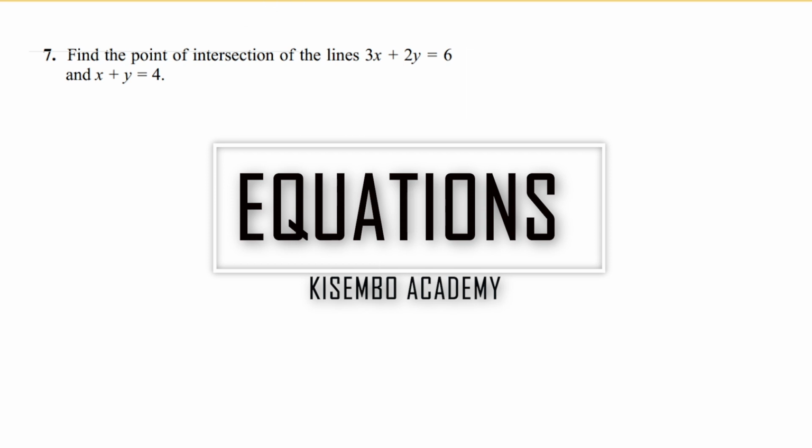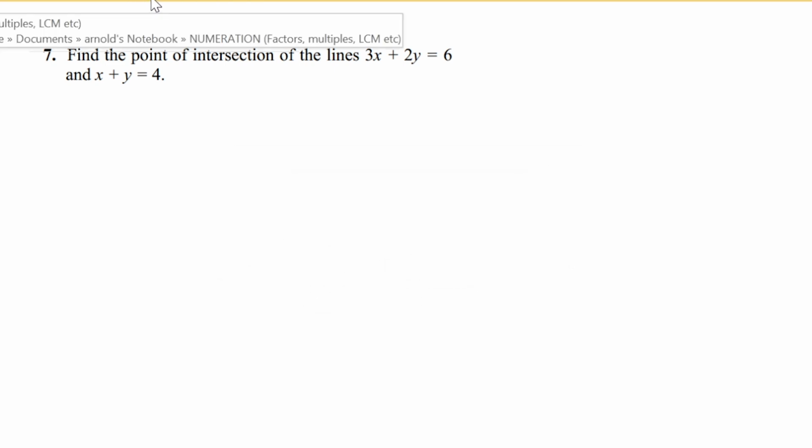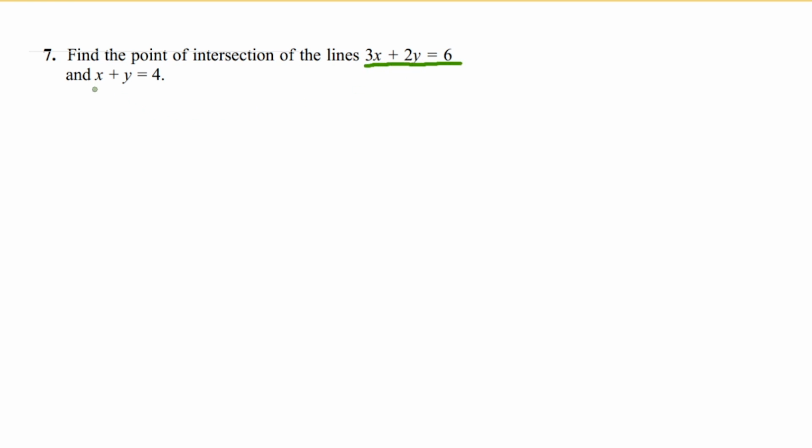Here we have number 7 of some past paper question. They're telling us to find the point of intersection of the lines 3x plus 2y is equal to 6 and x plus y is equal to 4. Now, when they're telling us to find the points of intersection between two lines, they're actually trying to ask us to find the values of x and y where those two lines agree.